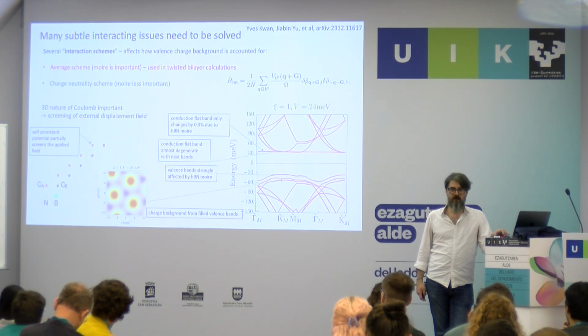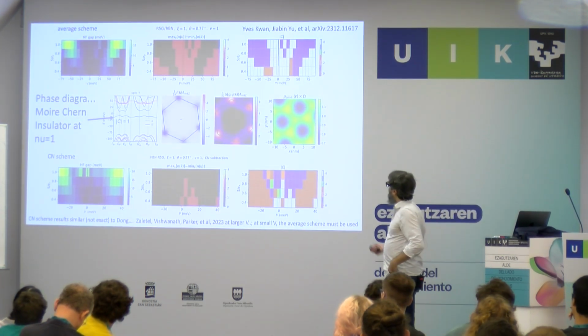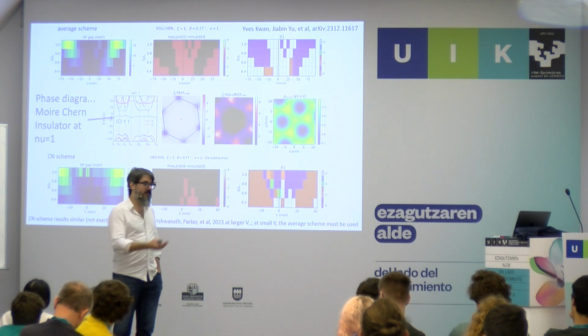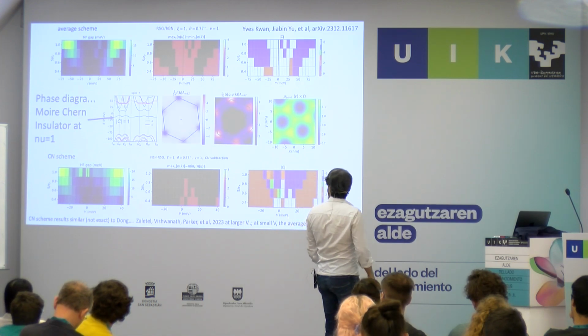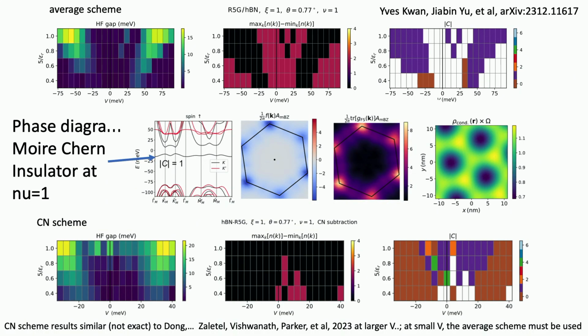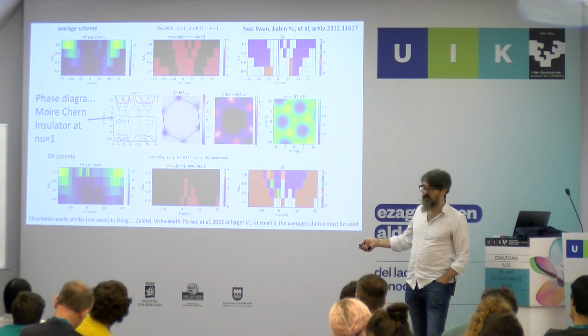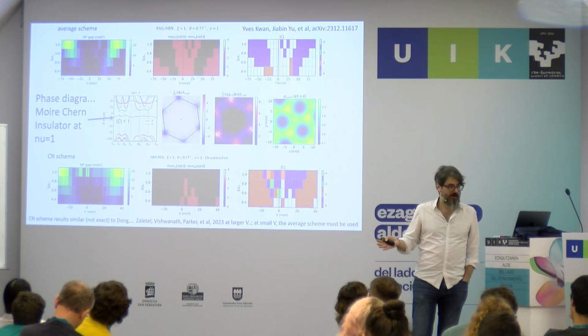Okay, more questions? Okay, and this is Eves and Jabin's work, actually. So what you do, and this is how you answer the question, is: what does the moire do? So this is for the average scheme, which means the moire is felt by the conduction band, but only through the interaction with the background of the valence bands. This is for the scheme where the moire is not felt by the conduction bands at all, even through the interaction.